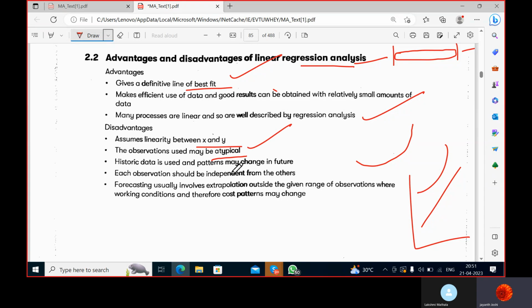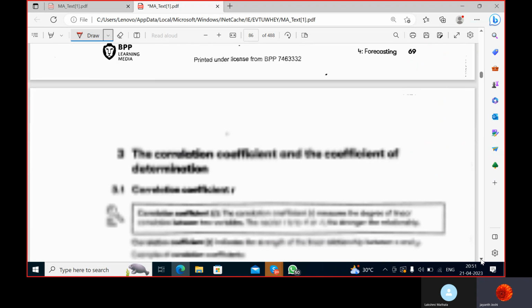The observations used may be atypical. Historic data is used and patterns may change in future. Each observation should be independent from others. Forecasting usually involves extrapolation outside the given range of observations, where working conditions and therefore cost patterns may change. Because you cannot always take the values inside; you also have to take values outside the range.